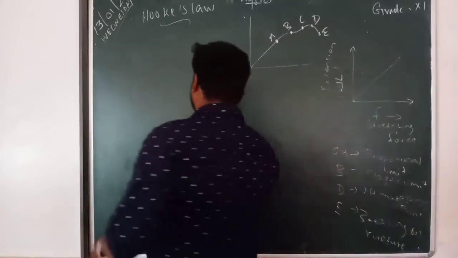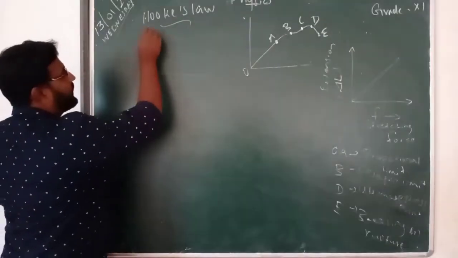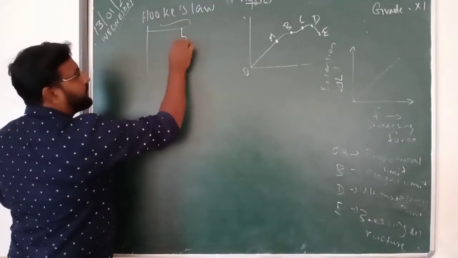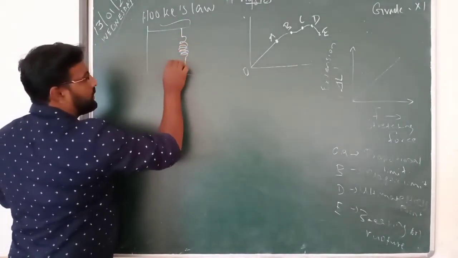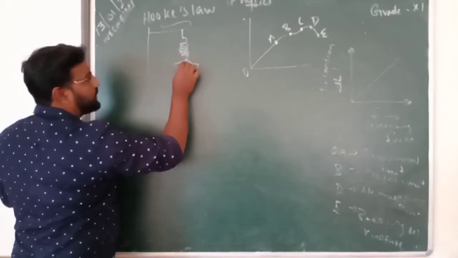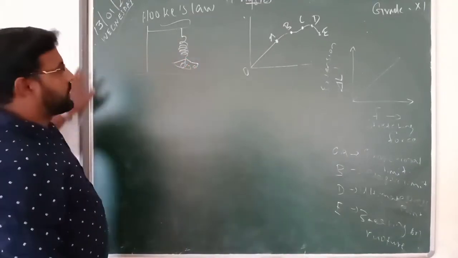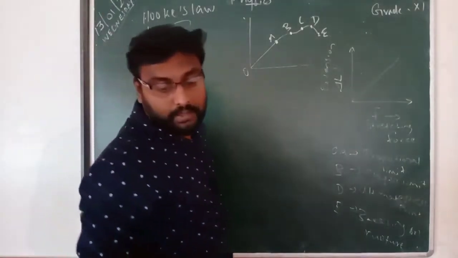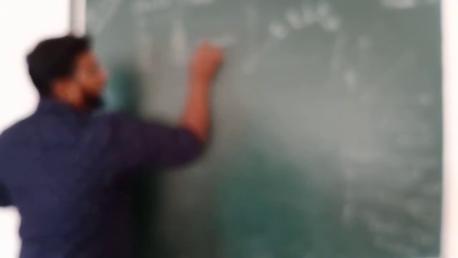For that, he made an experimental arrangement. This is the experimental arrangement on page number 54. You can see this experiment, and here he made a ruler, and here a pointer, a pen, here a loader. This is the spring.